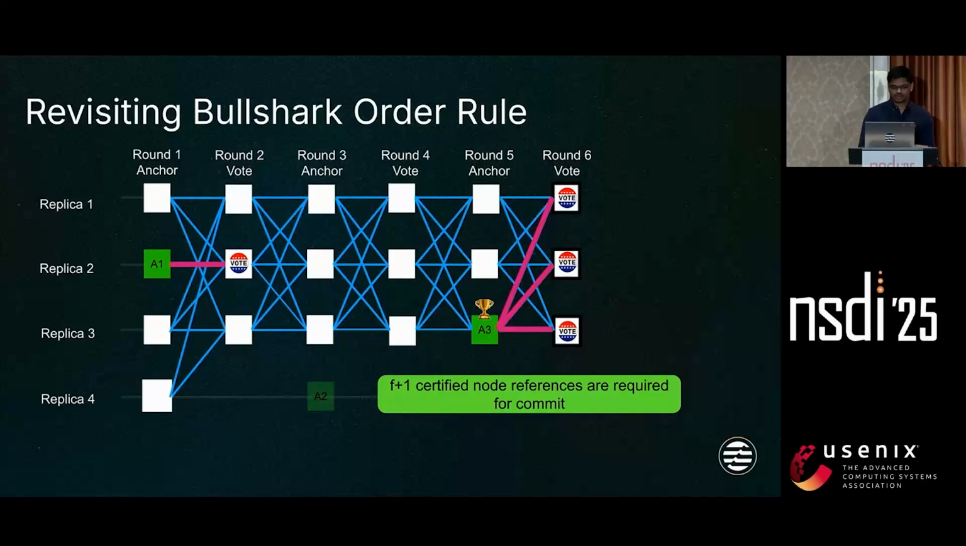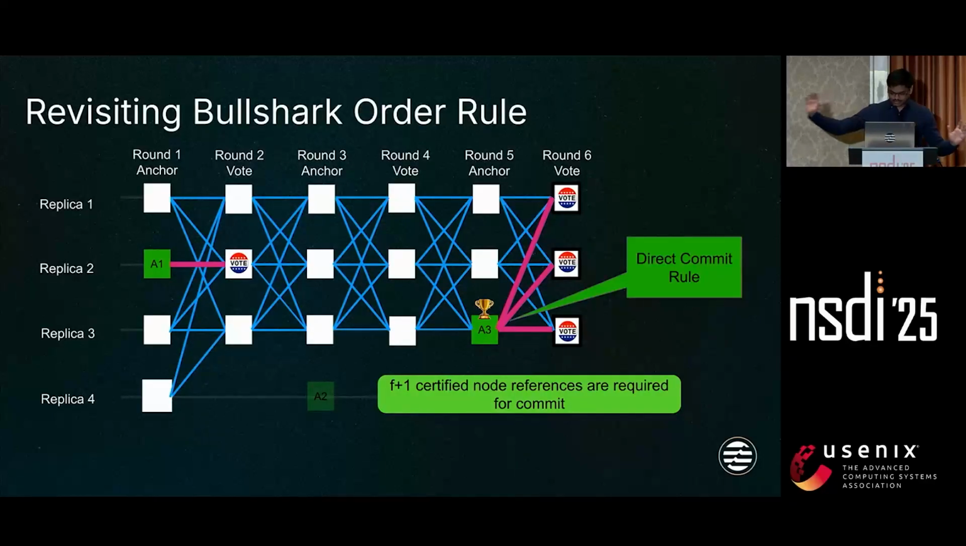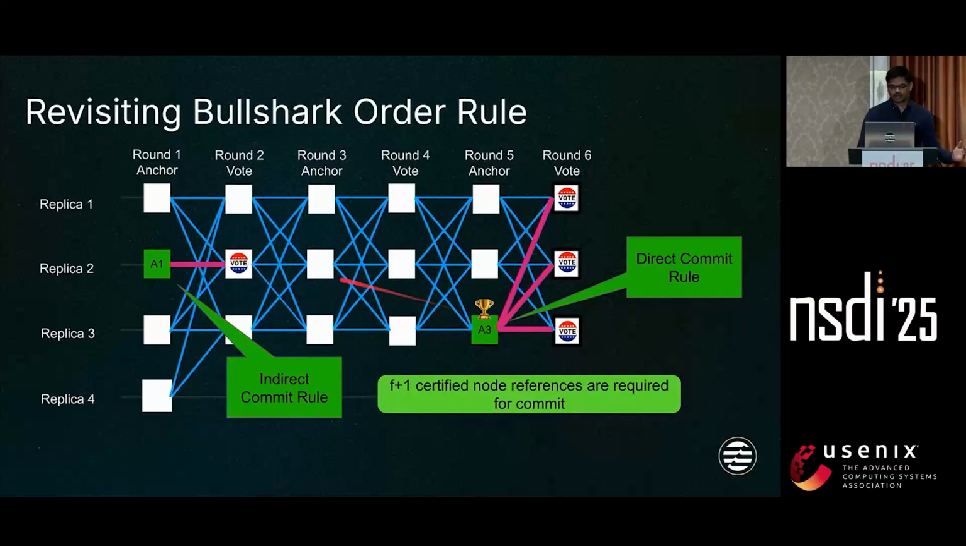In this case, A1 has only 1 vote, which does not meet the threshold of F+1. In our case, it's 2. So this A1 cannot be ordered. A2 has no references in this case, so it cannot be ordered at all. However, A3 can be ordered because it has more than 2 references. This is called the direct commit rule, but a different replica could be ordering A1 directly. It could have all 3 references in round 2, and it is totally possible. It is outputting A1, but another replica is outputting A3.